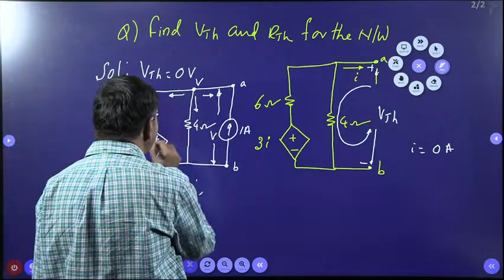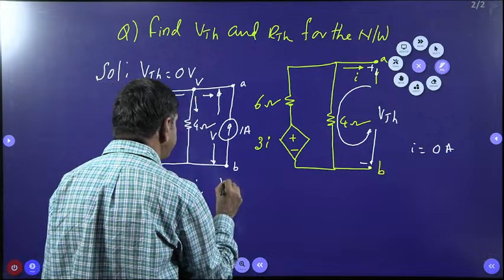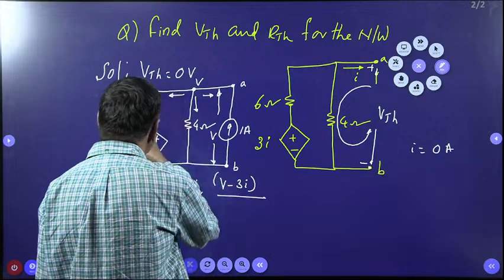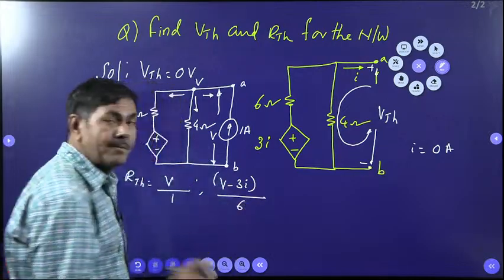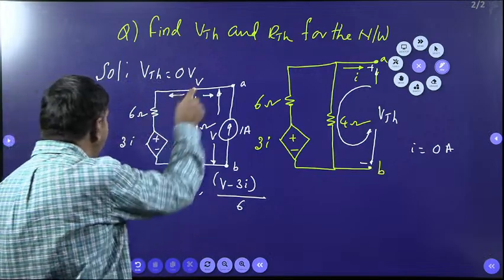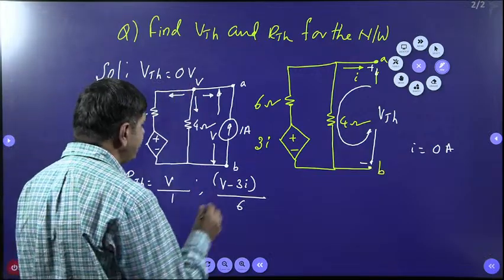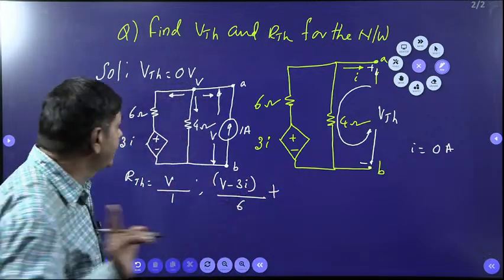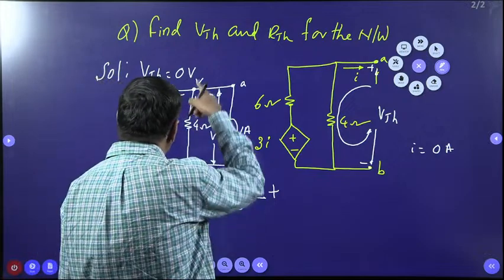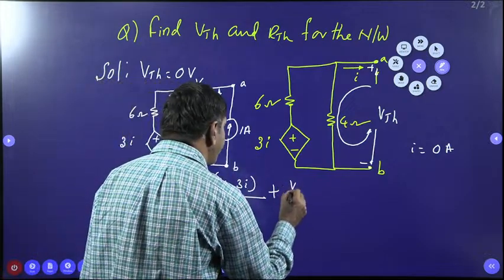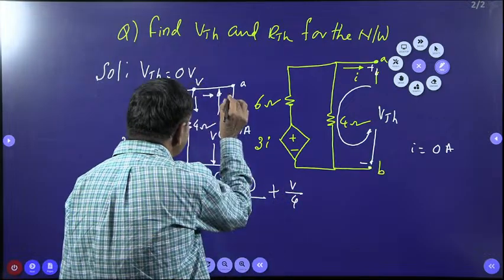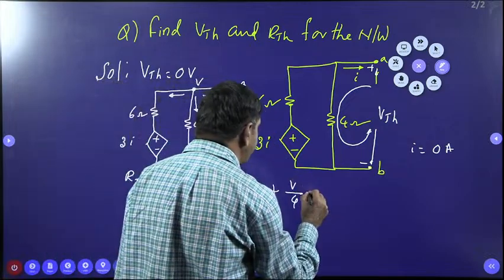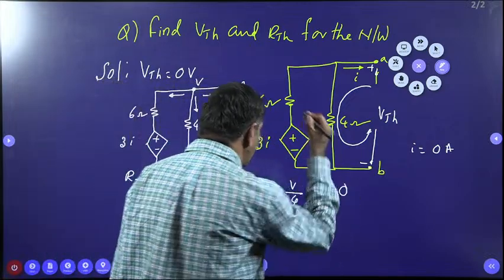How can I find this current? V minus 3I divided by the resistance, 6 ohms. I just applied Ohm's law. V minus 3I by 6. The summation of all the currents equals 0. That point is very important as per nodal analysis. Now this current is nothing but V by 4. What about this current? 1 ampere in reverse direction, so this current I can put as minus 1 ampere. That equals 0.